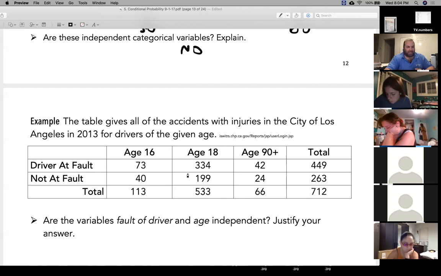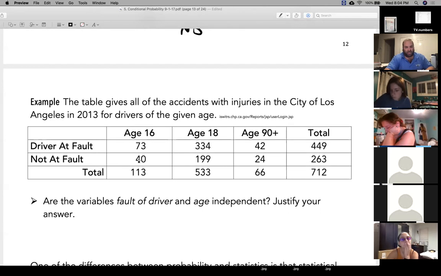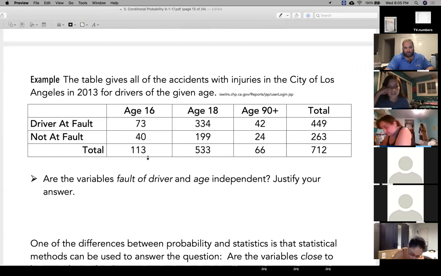Now, personally, it's a good question because young kids are a little more reckless and older people are a little slower on the reflexes. So I can see two reasons why both of them would be a significant amount at fault. Okay, let's see what the math gives us. We do 73 over 113, 334 over 533, and then 42 over 66. Let's do all of those as decimals because that's easier to compare.